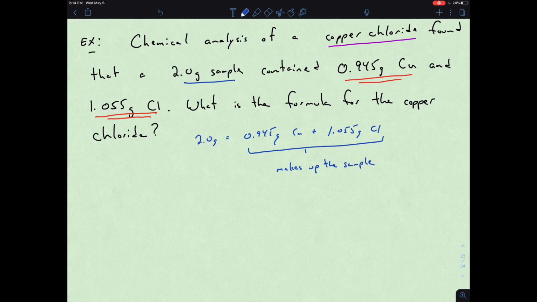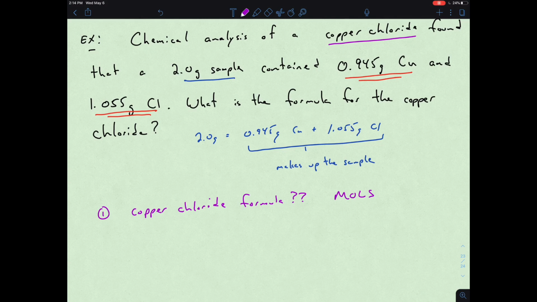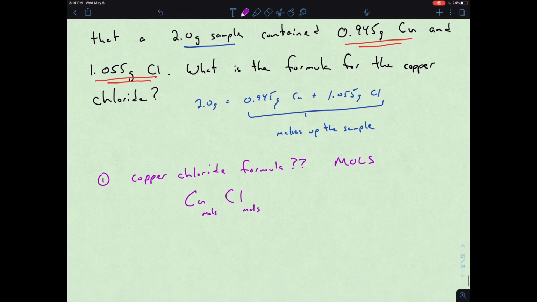So how do I look at solving this type of question as far as the copper chloride formula? It's all about moles, right? What we want is copper and how many moles copper has, and then chlorine and how many moles chlorine has, and then relate those two to one another. So the first step is really just getting to moles of both of these entities.